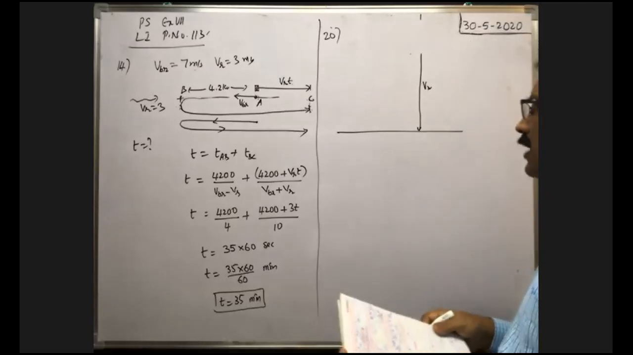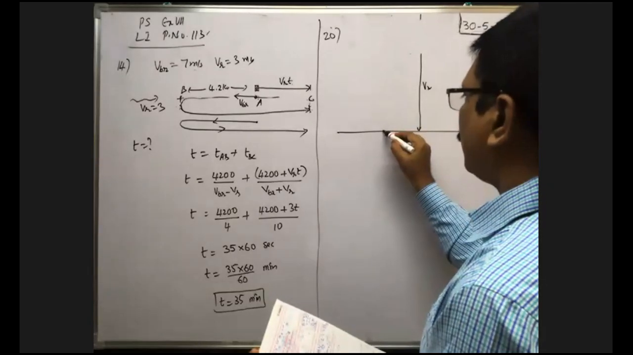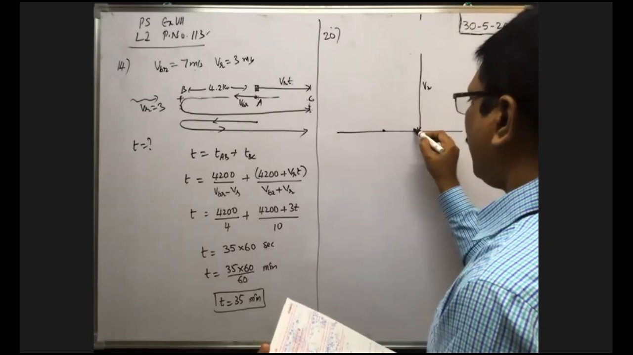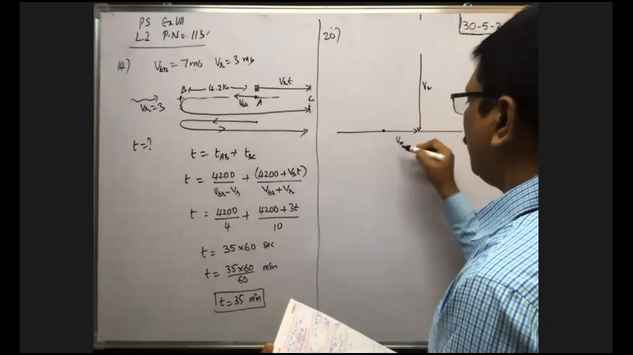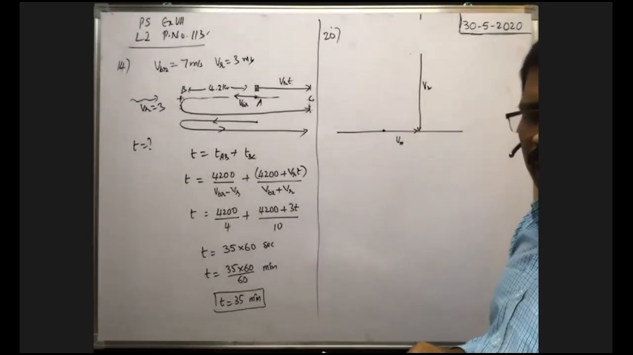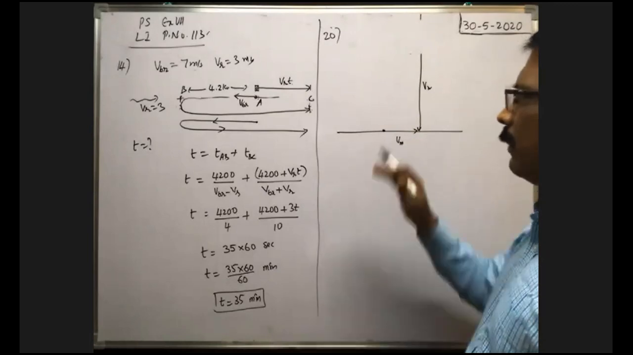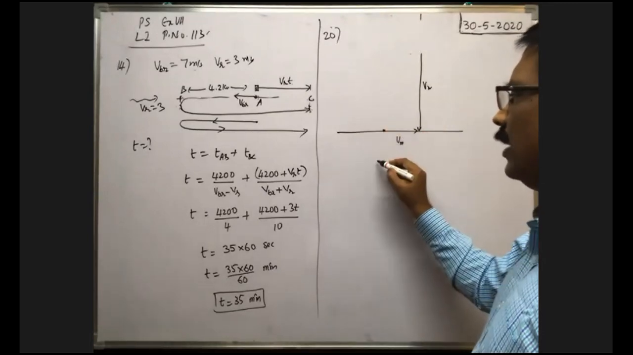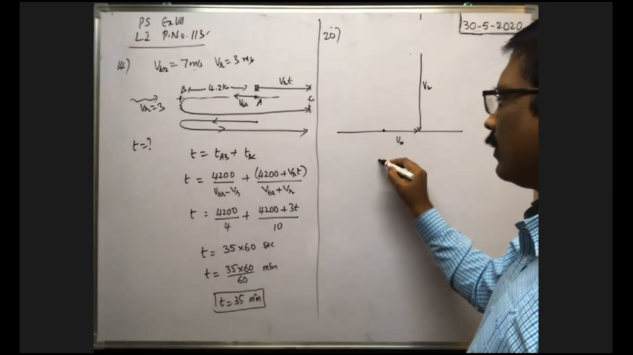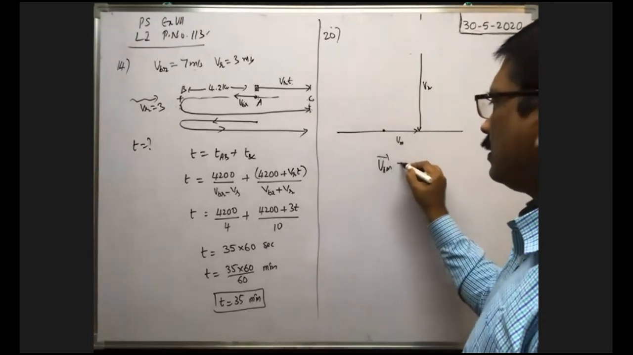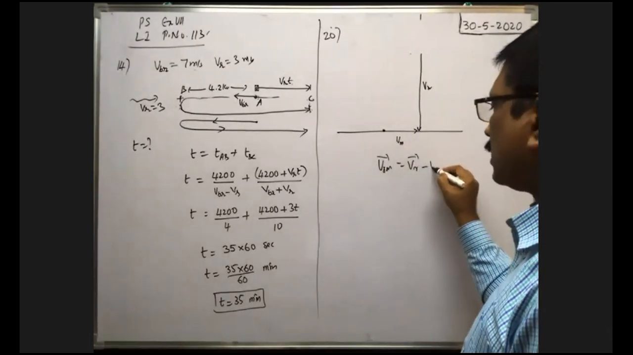Okay, to protect himself. Suppose when the man travels in this direction with a velocity Vm, then what is the direction of the relative velocity of rain with respect to man? If the man travels in this direction, the relative velocity of rain with respect to man, Vrm bar, is equal to Vr bar minus Vm bar, no?